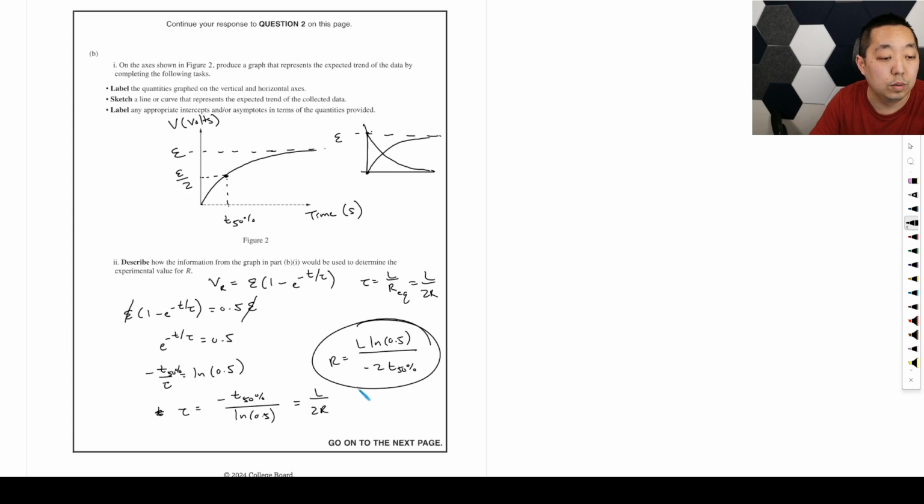Okay, so describe the information of the graph part B. Which part from the graph would be used to determine the experimental value of R? So you would use that to calculate what R is from that information. Okay, I just want to check my algebra. I know that's something I mess up a lot, but I think I did that right.